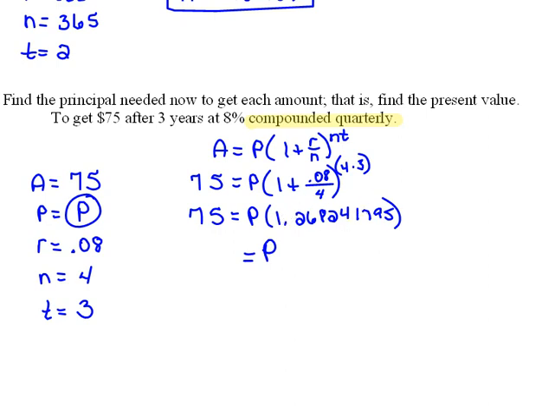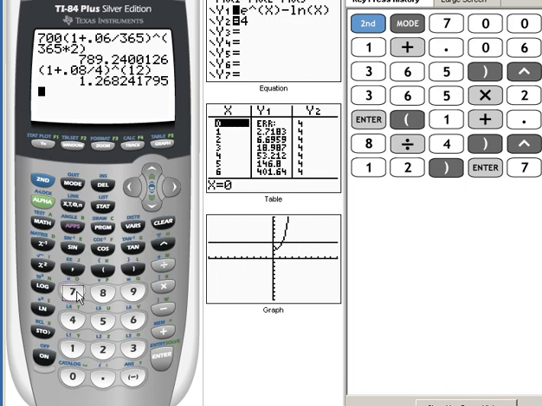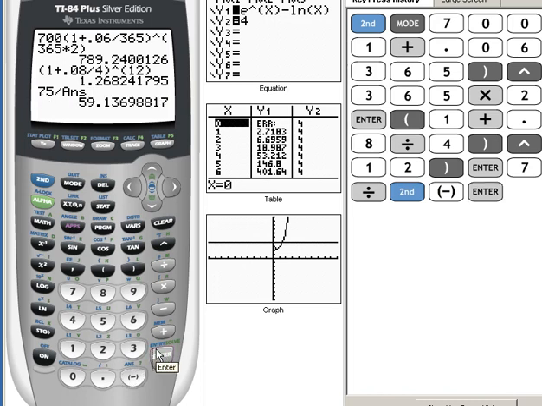So back at our calculator, I want to take 75 and divide by this number right here. We can do that by hitting second and then the negative symbol. You see above there it says A and S. That'll take 75 and divide by our last answer. So I need $59.14 to make that investment happen.